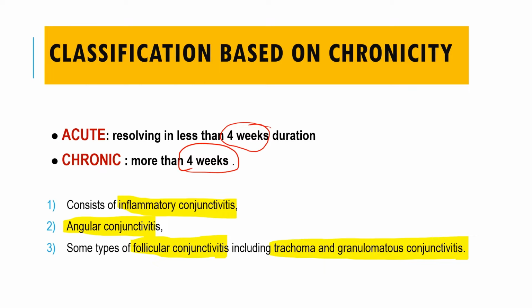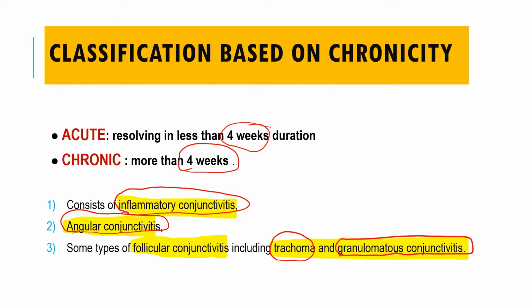So what are the examples of chronic conjunctivitis? Usually chronic conjunctivitis is seen in inflammatory conjunctivitis. Whenever there is some systemic inflammatory disorder causing conjunctivitis, it usually causes a chronic disease. The reason is systemic diseases take time to resolve and therefore cause chronic conjunctivitis. Apart from that, we have angular conjunctivitis. That is also a chronic form of conjunctivitis because the organism takes a lot of time to get treated. Other types of follicular conjunctivitis like trachoma and various types of granulomatous conjunctivitis are also considered to be chronic by nature.